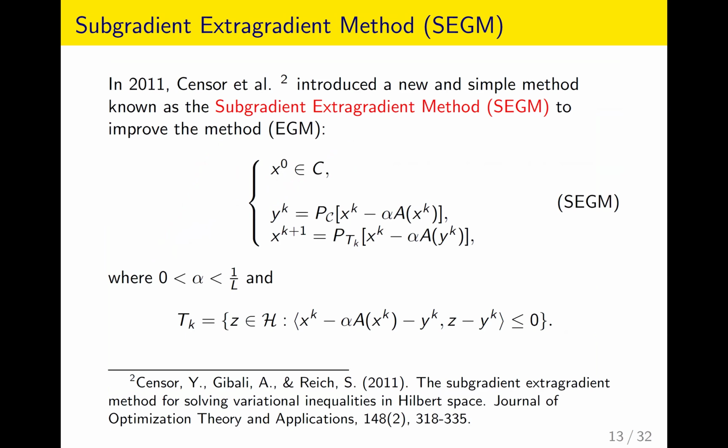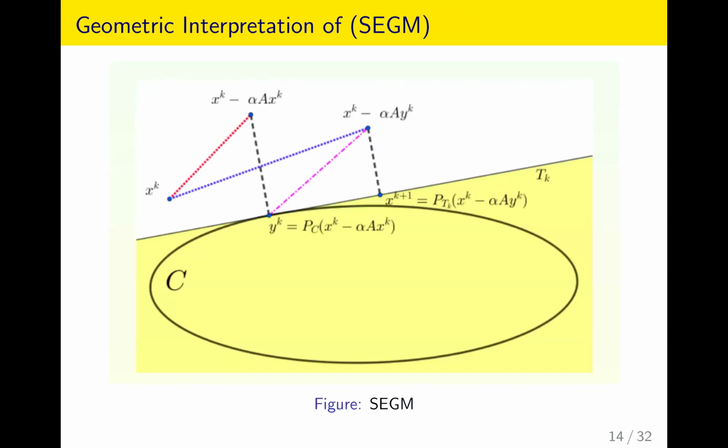Another method, in 2011, was introduced by Censor, who relaxed the condition and worked on the projection on a set. Instead of the projection on a set, he defined a half space, and the second projection is placed on a half space rather than the set C, which is easy to compute in most situations. So this method is a modification of the previous method, and it is still used to solve monotone variational inequality problems. In the geometric interpretation, from xk we first project on C, then we have a half space denoted by Tk, and then the second projection on the half space gives xk plus 1.